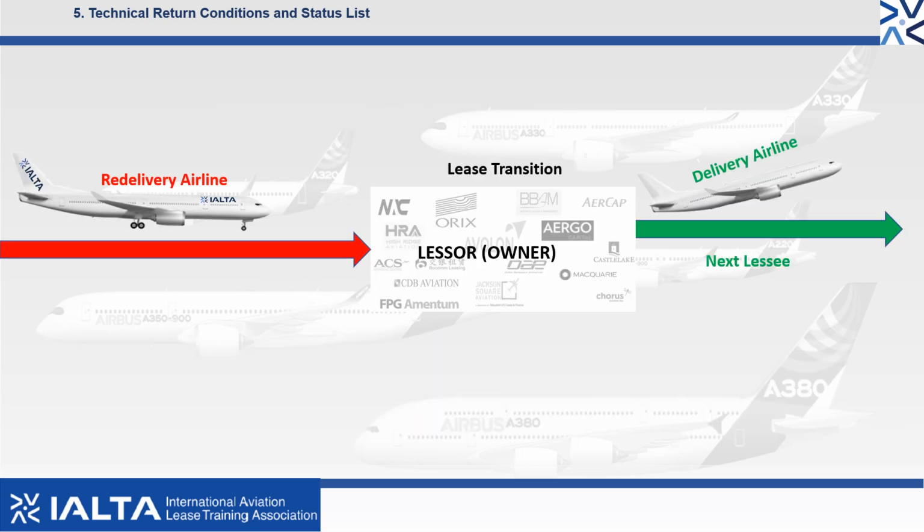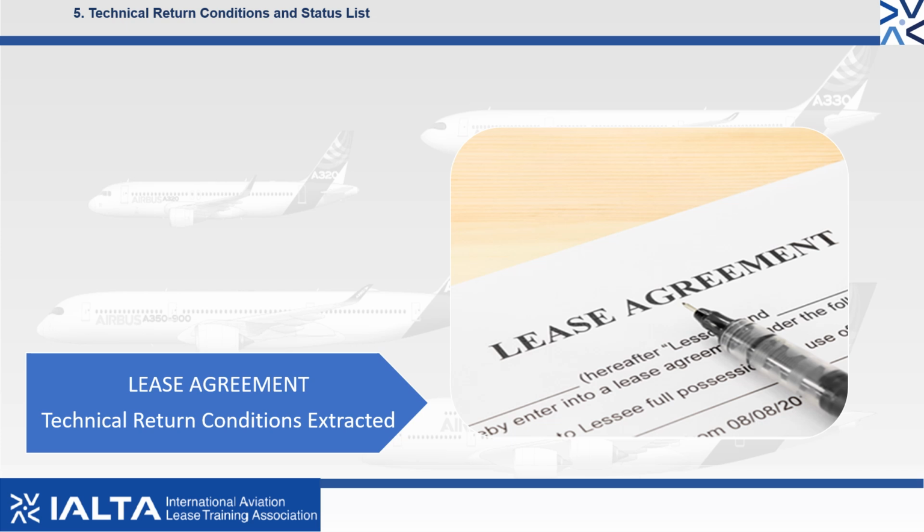A reminder that in our scenario, we will be representing the lessor, and therefore they will want to receive back the aircraft in the best condition possible so that its value is maintained and to make it easier to get it back on lease to another airline. The lessor will share with you a copy of the lease agreement, and in particular, the sections relating to the technical return conditions. Over the next number of slides, we will highlight some typical return condition examples.